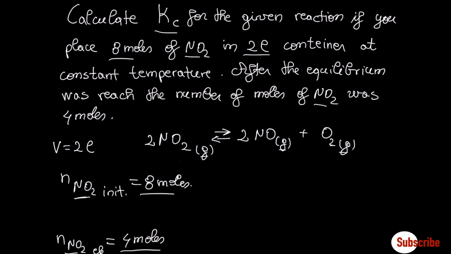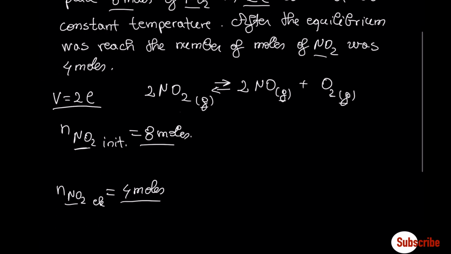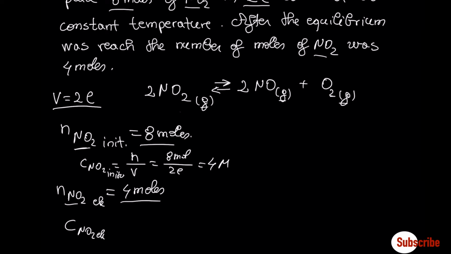the equilibrium. So first we are going to calculate the initial concentration for nitrogen dioxide and equilibrium concentration for nitrogen dioxide by using the volume of the container given here and the number of moles. So at this step we found the initial concentration for nitrogen dioxide and the equilibrium concentration for the nitrogen dioxide. Now let's write the equilibrium constant by using the balanced equation.